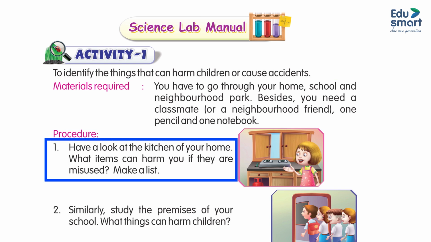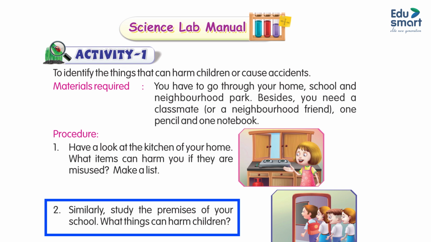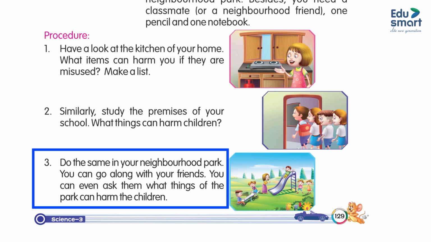Procedure. 1. Have a look at the kitchen of your home. What items can harm you if they are misused? Make a list. 2. Similarly, study the premises of your school. What things can harm children? 3. Do the same in your neighborhood park.